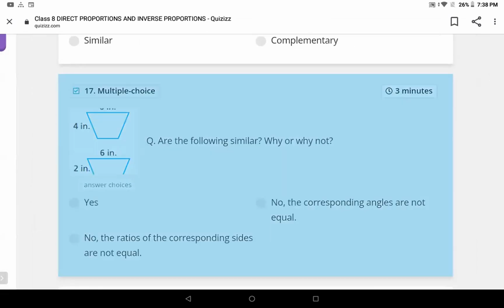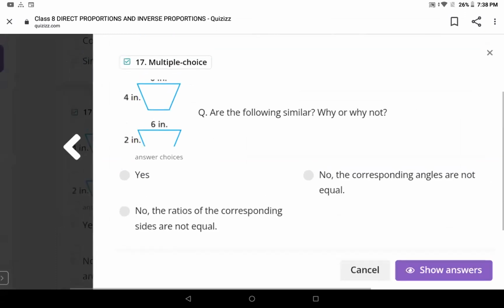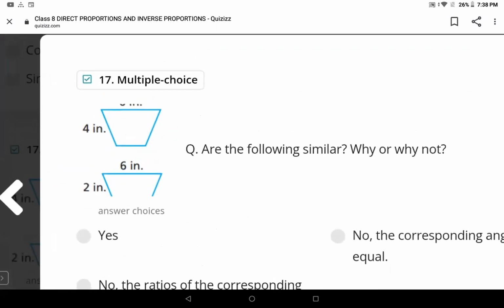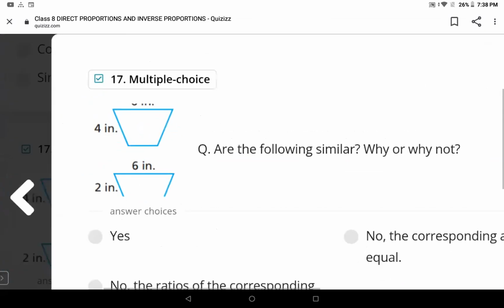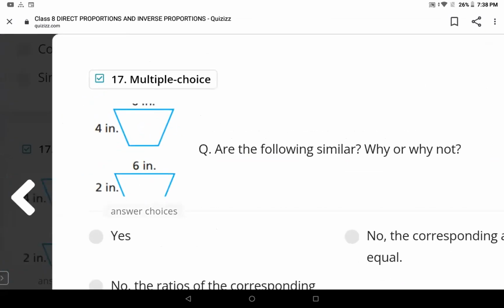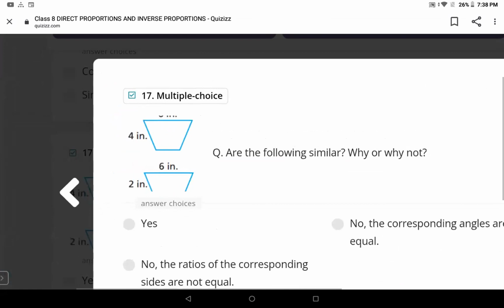I am unable to see the figure here. Please, if you are able to see it in my screen, I can't maximize here. We can see, ma'am. Yeah, please check it.